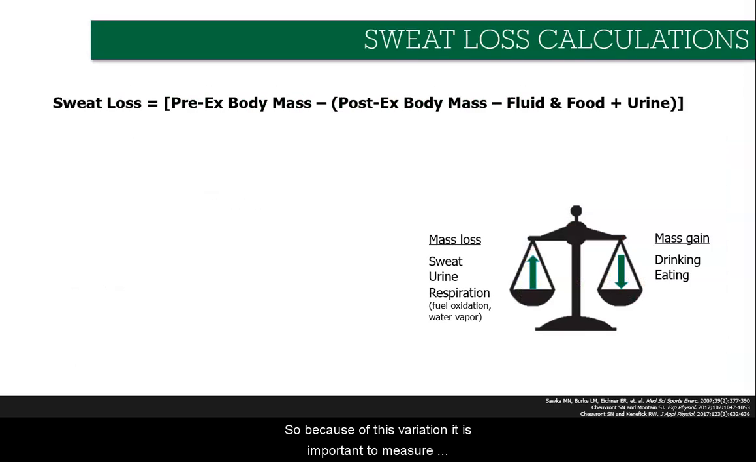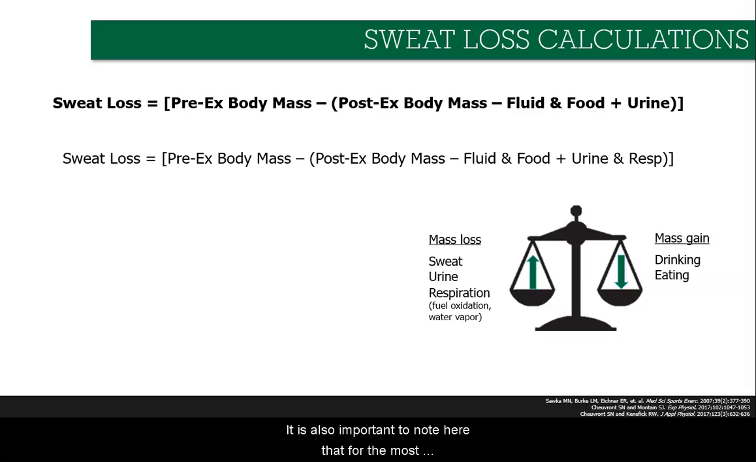So because of this variation, it is important to measure individual sweat losses. This can be done by measuring the pre to post exercise change in body mass and correcting for all of the non-sweat sources of body mass change. That is, any food or fluid consumed during exercise and urine loss. It is also important to note here that for the most accurate measure of sweat loss, for example, maybe for research purposes, you'll also need to correct for respiratory losses to account for fuel oxidation and water vapor loss.